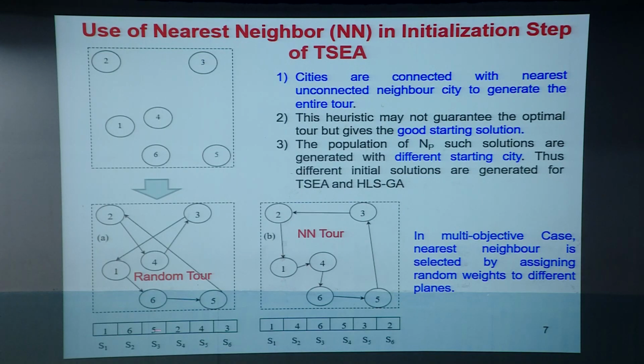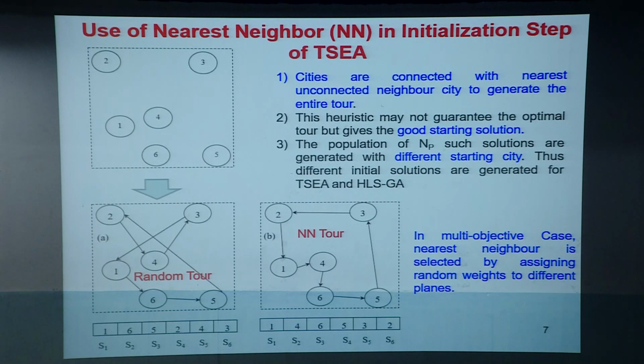So again, these sequences of the cities are then represented as a chromosome. So in this case, the chromosome is nothing but 1, 6, 5, 2, 4, 3. These city indexes are arranged in a string one after another, and that represents the chromosome. So this is what we are doing in a single objective.